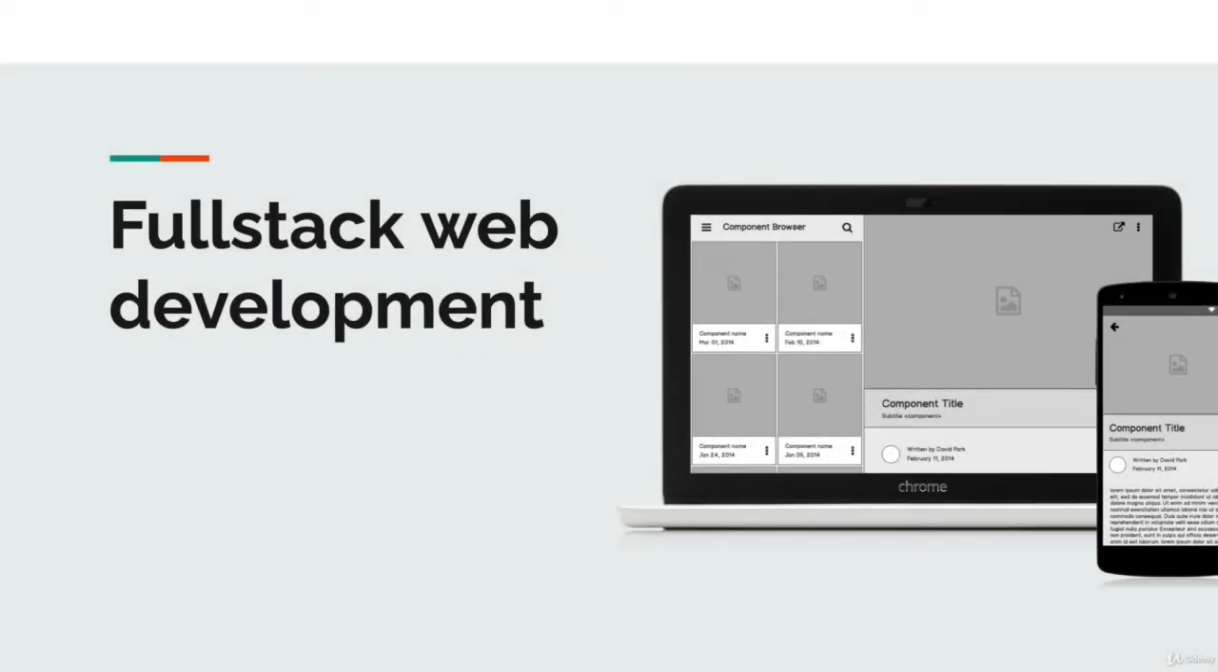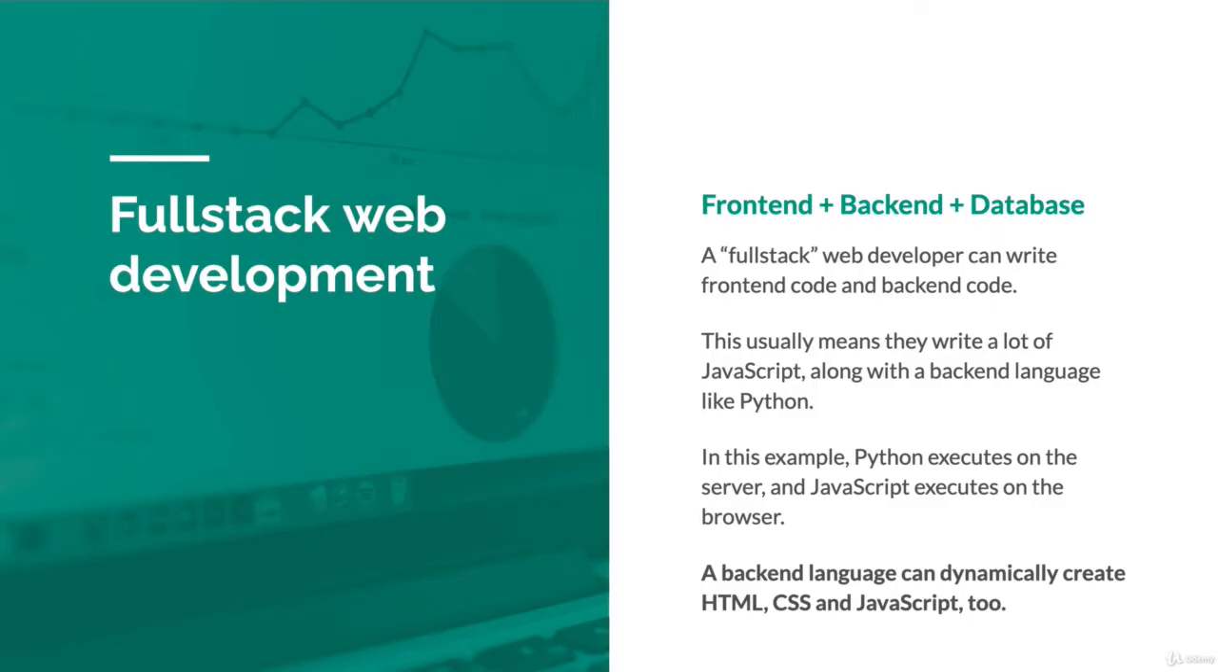Full stack web development is front end plus back end plus a database. That's all that means. A full stack web developer can write front end code and back end code. So this usually means they write a lot of JavaScript along with a back end language such as Python. So in this example, Python executes on the server and JavaScript executes on the browser.